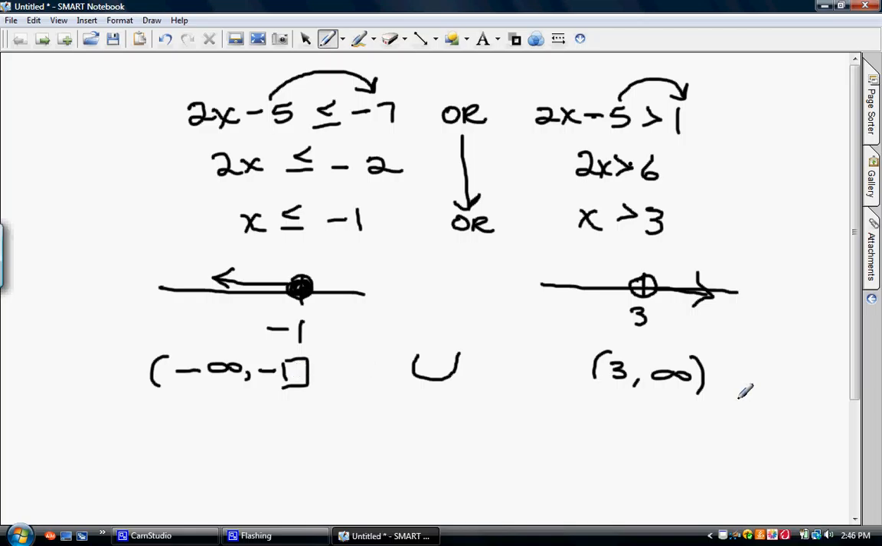So we have two separate answers. This answer here in the middle of the graph is a big hole. So we use a union symbol for a problem like this. So the or problems will have union symbols in them unless the graph overlaps.